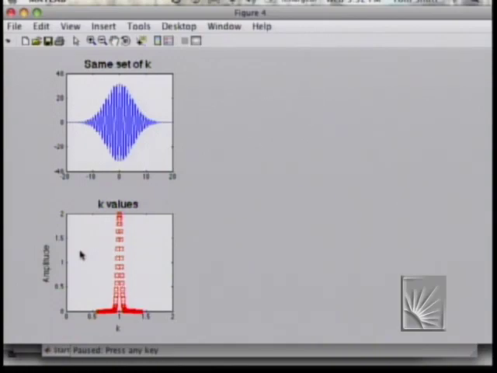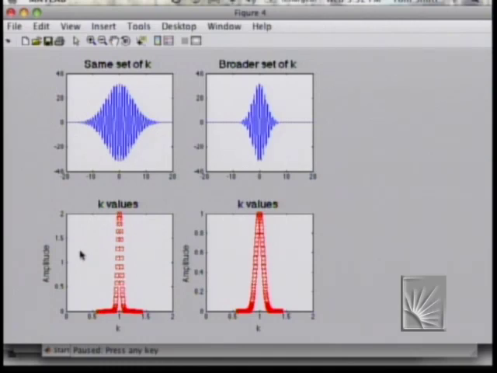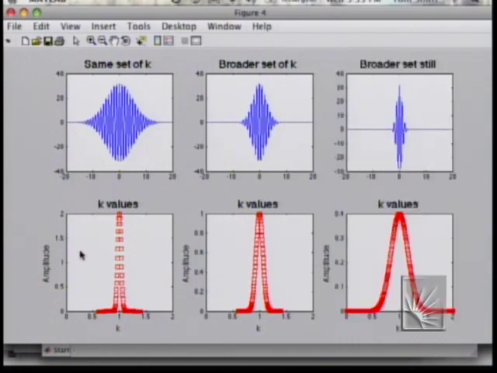Let me take a wider set of k values. Remember, initially I took one value of k, and at half the amplitude I had 5% larger and 5% smaller values of k. That's this. Here, I'm going out to, like, 70% lower and 70% higher-ish. I mean, there's a whole set there. What happened to the packet in x? It got narrower. Let me repeat. I'll take a broader set in k, and the pulse in x got narrower.